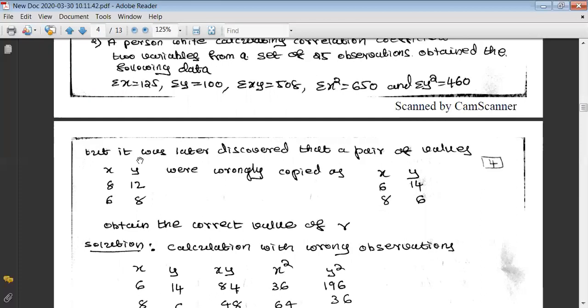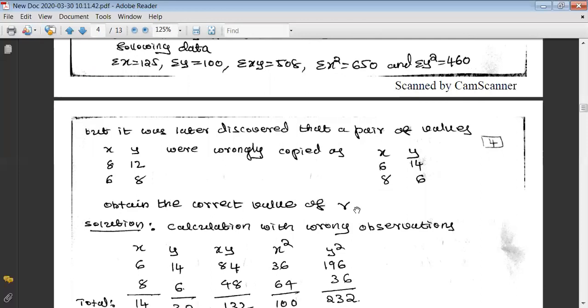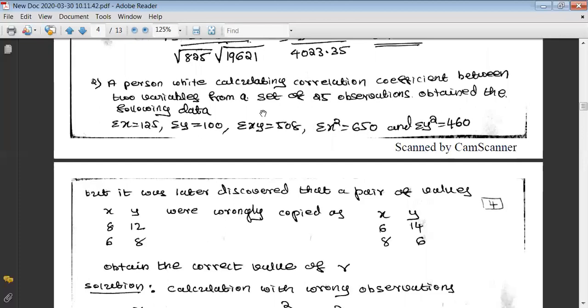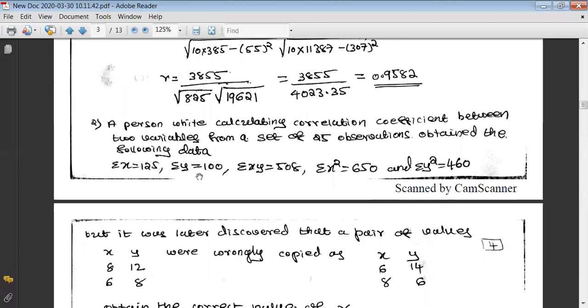When a pair of values is wrongly copied, all the calculations given so far, that is summation x, summation y, summation xy, summation x square, summation y square, will also be wrong. The question is to obtain the correct value of R. In order to get it, first of all we need the corrected value of summation x, corrected value of summation y, corrected value of summation xy, corrected value of summation x square, as well as corrected value of summation y square.